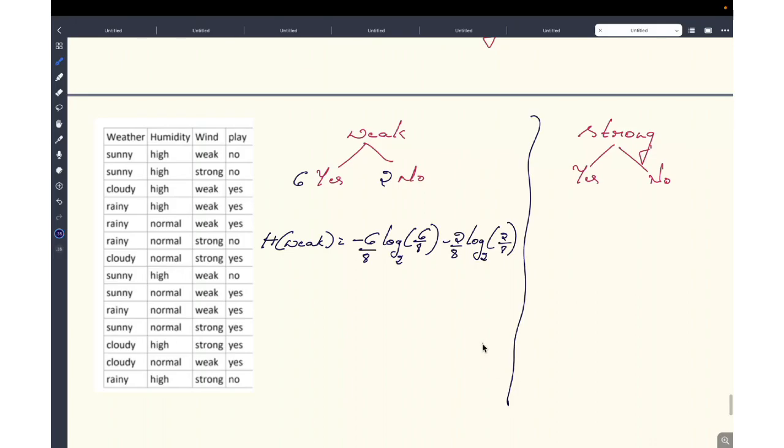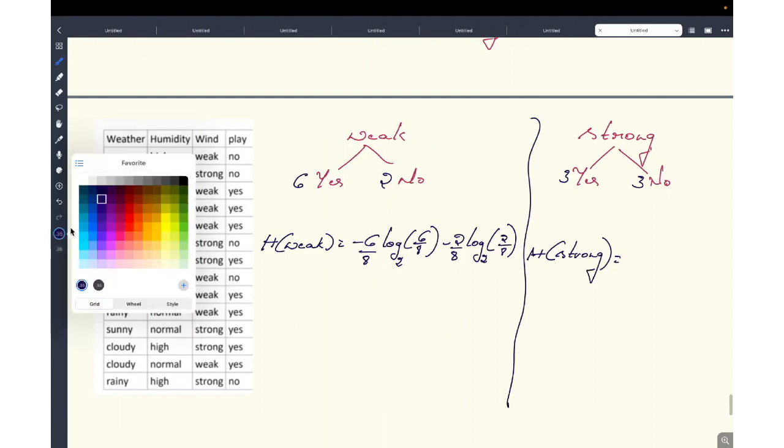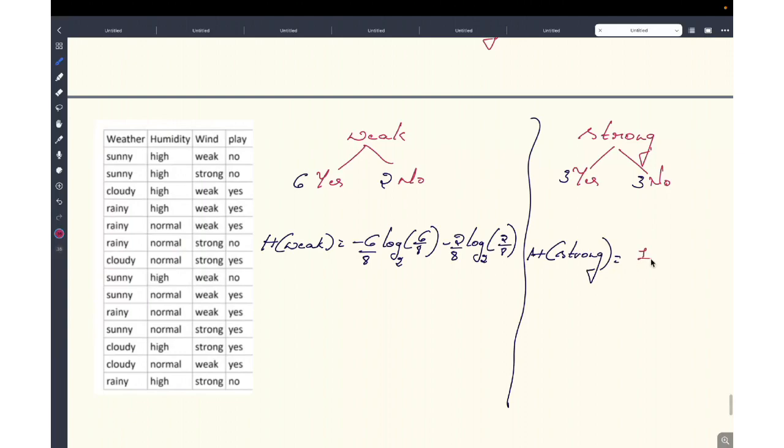And then for strong, one, two, three. You can actually guess the entropy for strong. Zero? One. It's an impure split.